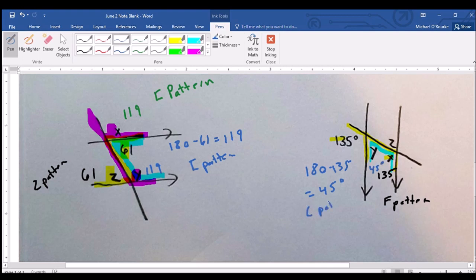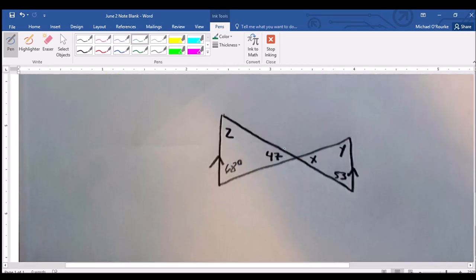And that's my C pattern. And then I use my Z. Not that big of a marker. Use my Z here, here, here. So that would mean this is 45 degrees. And that was Z pattern. And once you get used to seeing things in different ways, you'll see the answer a little quicker.